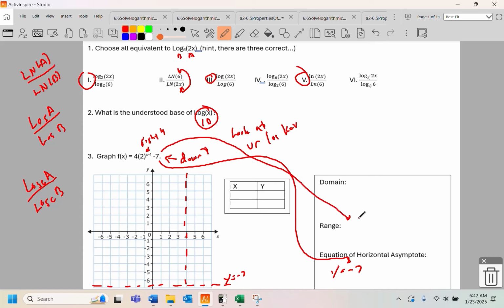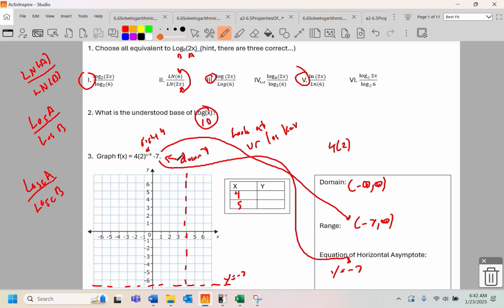Range, -7 to infinity. Domain, -infinity to infinity because it's an exponential, because that's how the exponentials work. Kind of like the quadratics. Certain things always have that as their domain. Now, since I went right 4, I'm going to start at 4, and I'm also going to plug in a 5, and I'm old school, so I'm going to do this by hand.